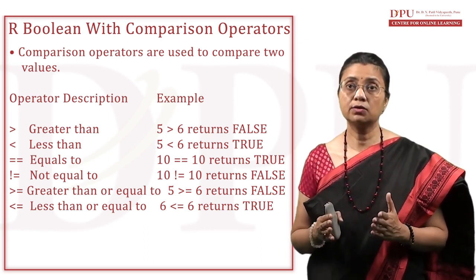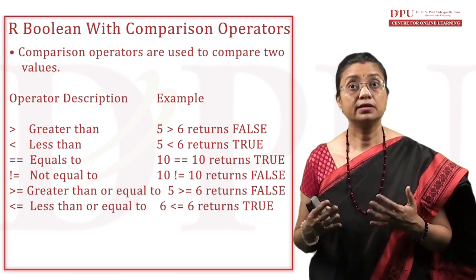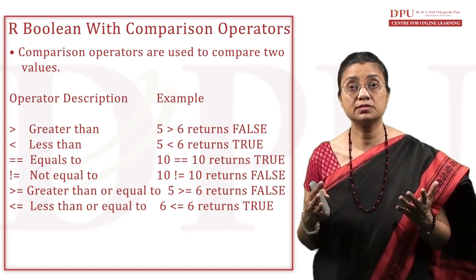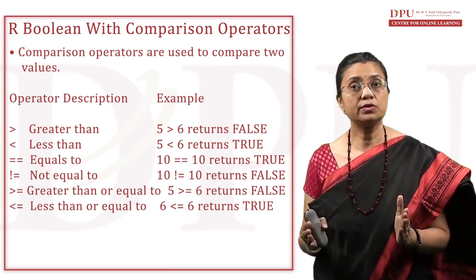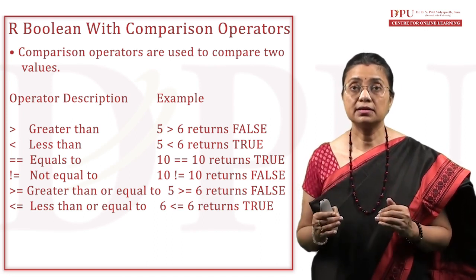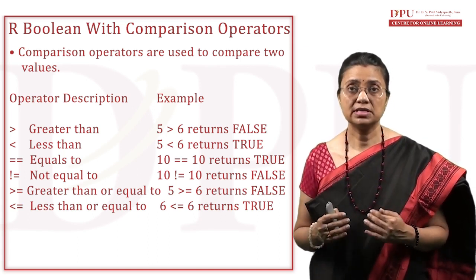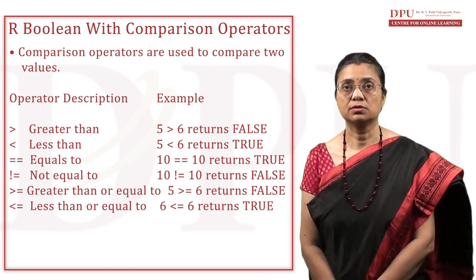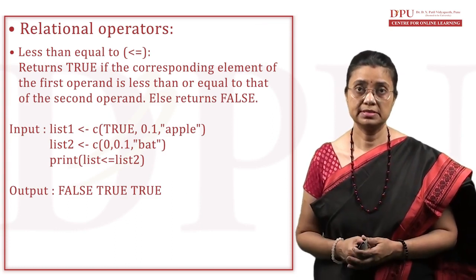5 is greater than or equal to 6 returns false. And 6 is less than or equal to 6 returns true. Now you must be wondering why 6 is less than or equal to 6 returns true. It is because this operator is checking either for less than or for equal to. So 6, if it is not less than, at least it is equal to 6, and that is the reason it has returned true. So these are the 6 operators that you have seen, and these 6 operators are used to compare the values. Let's have a look at the relational operators with the help of some example and data.